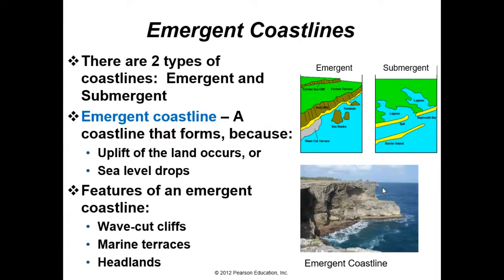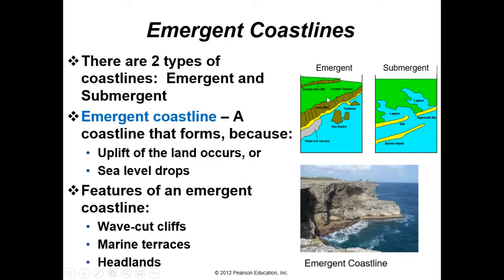So now we're going to talk about the two different types of coastlines. Essentially, we've been talking about these. These are just putting additional terminology to what we've been talking about. When I was mentioning the West Coast, where you have headlands, cliffs, terraces, wave-cut platforms, sea stacks, that's just 100% typical of the West Coast. And that type of coastline is just generally referred to as an emergent coastline.